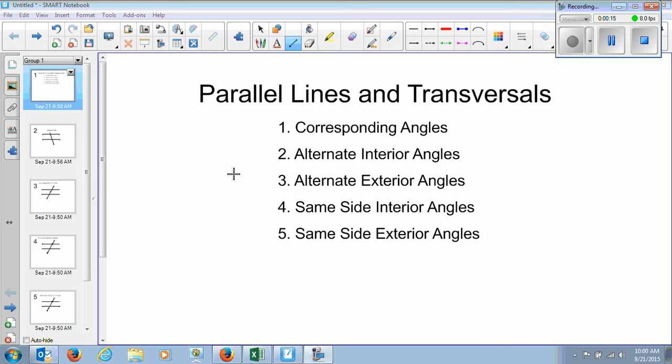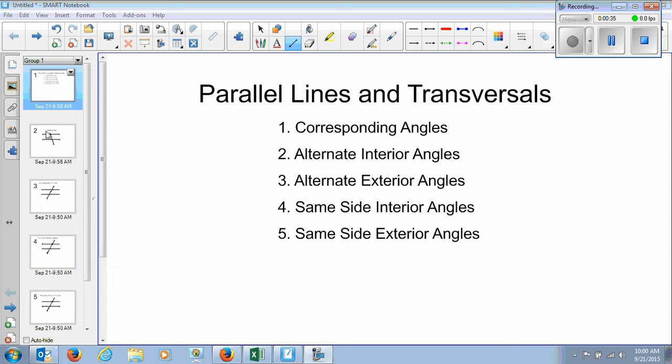Now, I'm sure you know what parallel lines are, but the other word there, transversal, you might not have seen before. And when you have parallel lines and a transversal, we're going to create these different types of angle pairs. Sometimes the angles are going to be congruent to each other. Other times they're going to add up to equal 180 degrees.